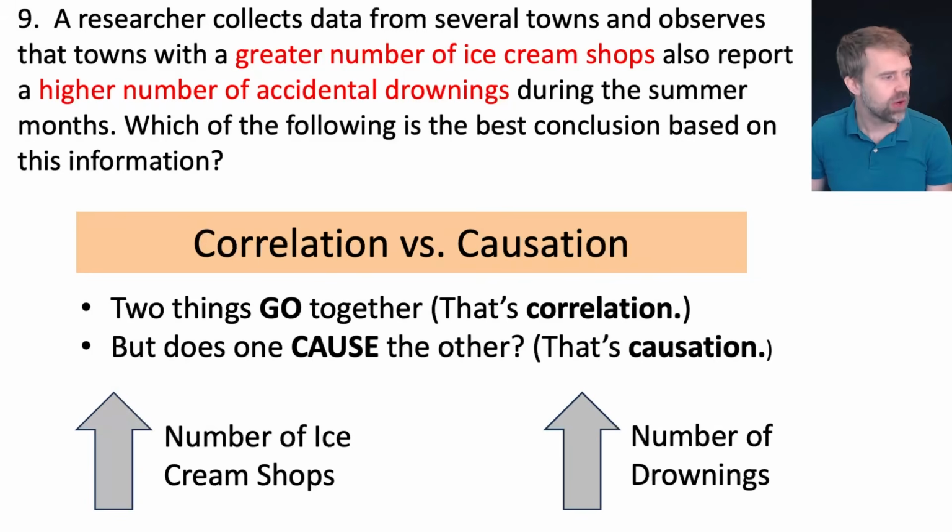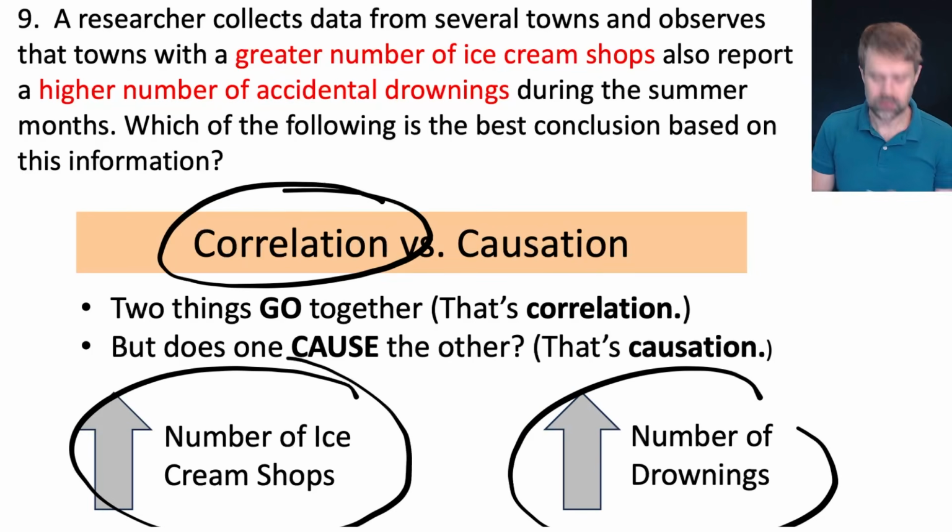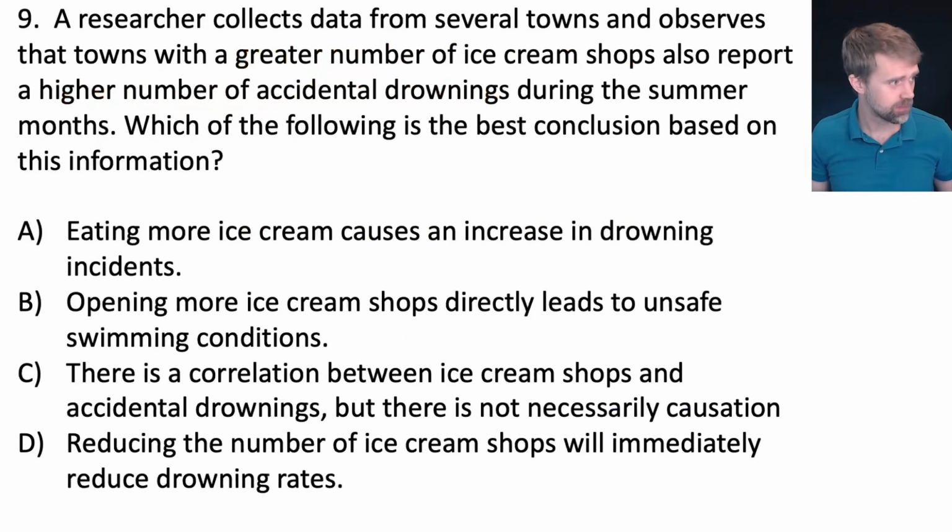So the main point of this is that, yes, ice cream shops and drownings are correlated. The numbers of both go up, but there's no causation here. The ice cream is not causing the drowning. Now that we've covered correlation versus causation, keep in mind that the TEAS loves it. They're always going to give you examples like this where you need to think: do these two things just go together, or is one actually causing the other?